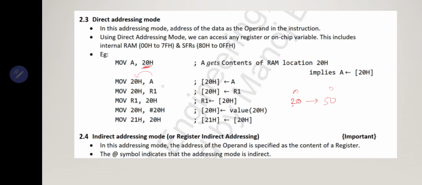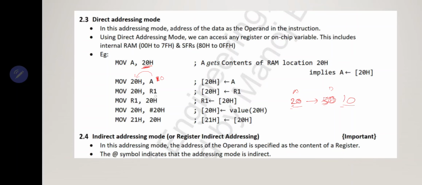So at the 20H location, we have the data 50. Inside A we have 10. The data in A is moved to the address, so it is overwritten, and the address 20 will have 10, which is the data in A. So move 20H comma A means the data in the accumulator will move to the address 20H.